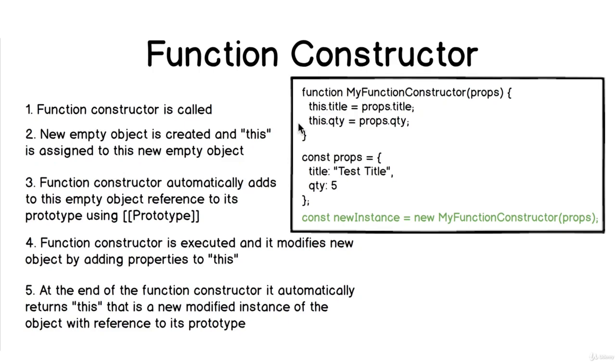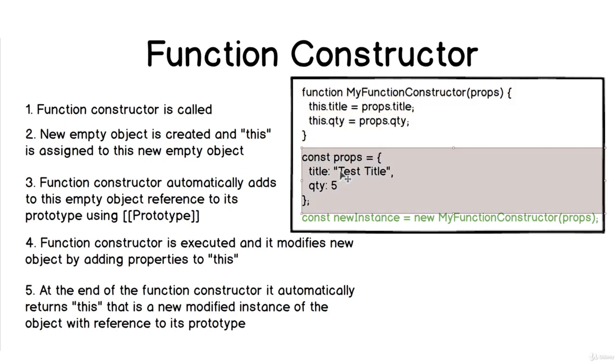Let's look at this diagram. So here is function declaration. So my function constructor, and inside of this function there are two statements. this.title equal to props.title and this.quantity equal to props.quantity. And props is single parameter in this function.